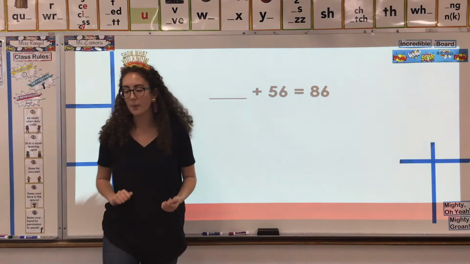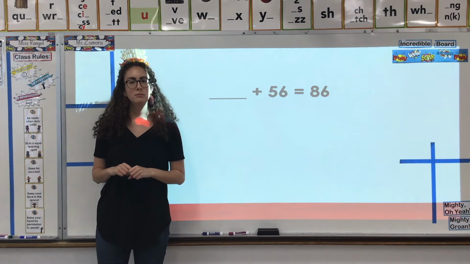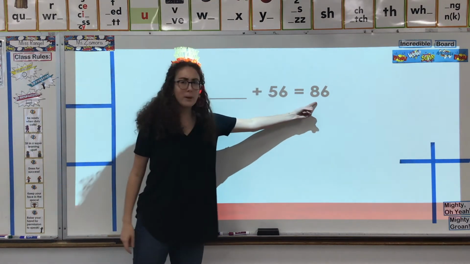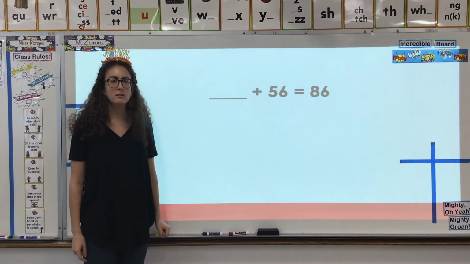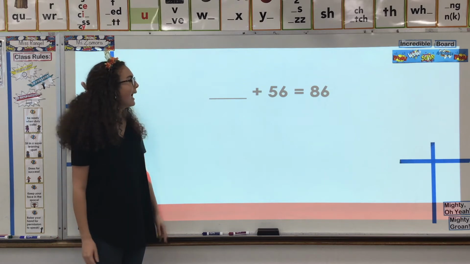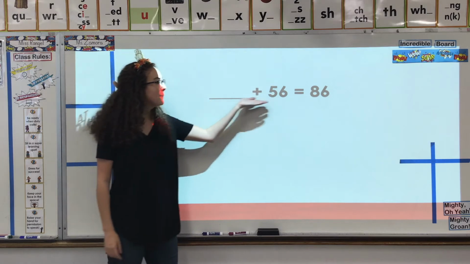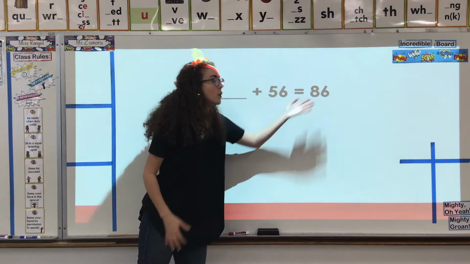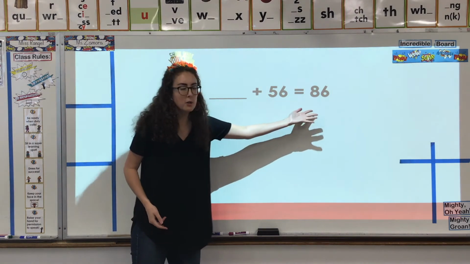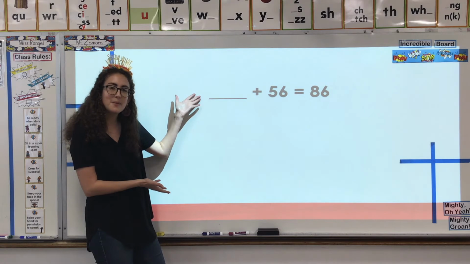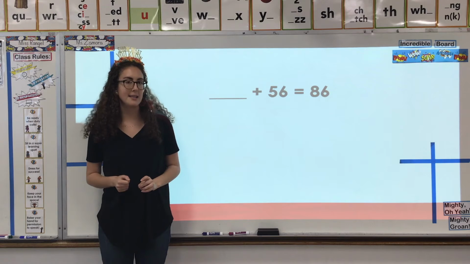Okay, so next up, we're looking at this kind of problem. We already have our answer, but one of the numbers that we're adding is missing. So how can we solve this problem? We know there's a number plus 56 is going to equal 86. We know where we want to get to, but we didn't know where we started. But we can use our place value skills to solve this problem in our heads.